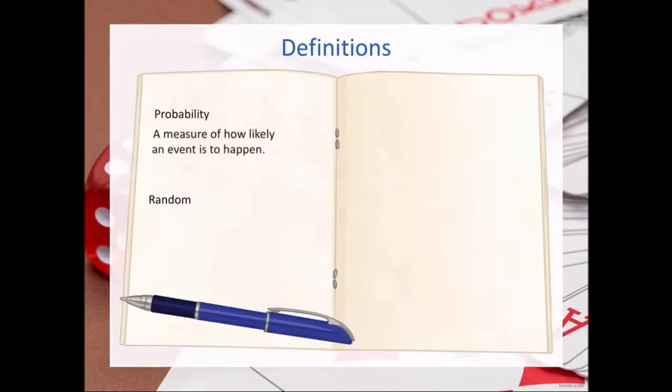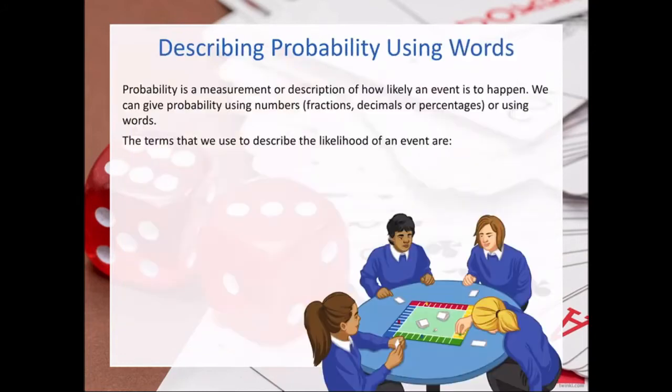Let's look at first the definition of probability. It is a measure of how likely an event is to happen. How likely an event is to happen. That is the probability. Whether it will or will not happen, or how likely it is. So, let's have a little look.